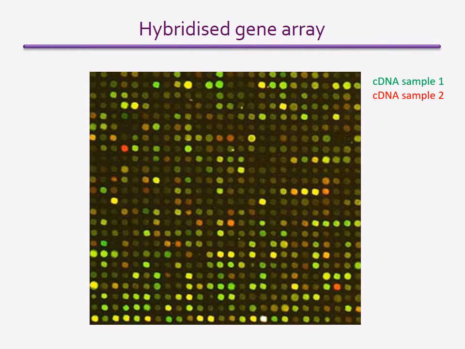So where there is a green spot, the cDNA in sample 1 has hybridised preferentially. So that sample contains a greater amount of the complementary DNA sequence. Where you see a red spot, that sequence is more highly expressed in sample 2. And yellow spots show equal hybridization of cDNA from both samples. Image analysis software can automatically analyse the signals from every spot and report the relative expression profiles for the samples for each gene.